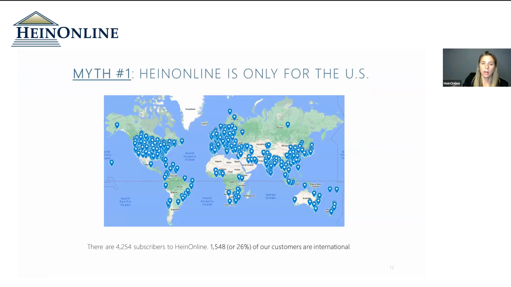I think this chart, this graph here, shows how international we are. We are literally found around the world. We have subscribers in countries around the entire world. So you can see here, of course, we have a lot in the US, but you can see how it's not just a US product. We have 4,200 subscribers to HeinOnline, and 26% of those customers are international, over 1,500 of our subscribers.